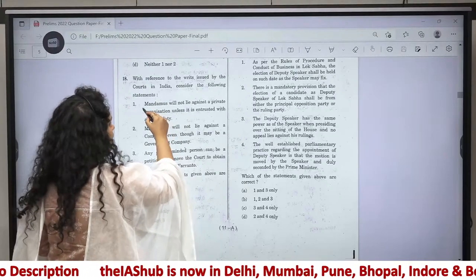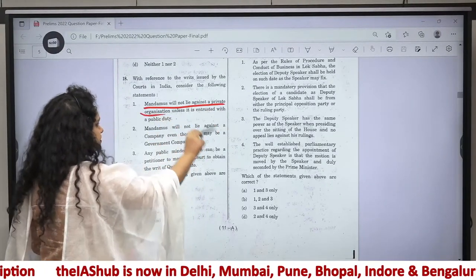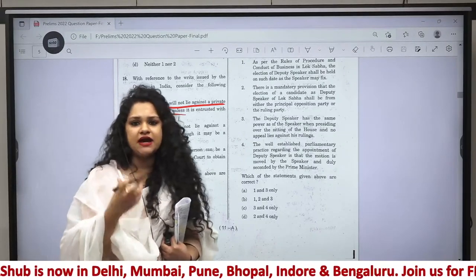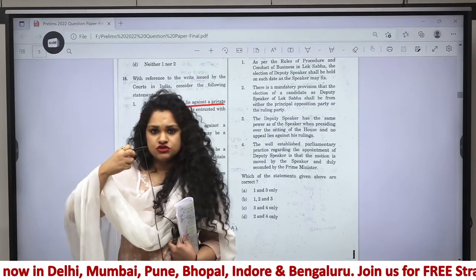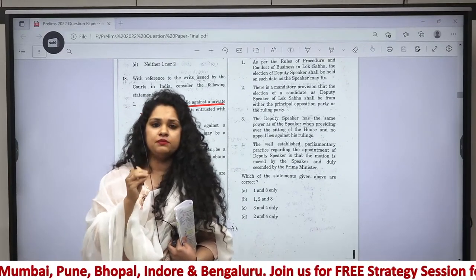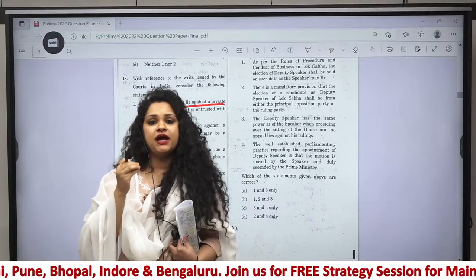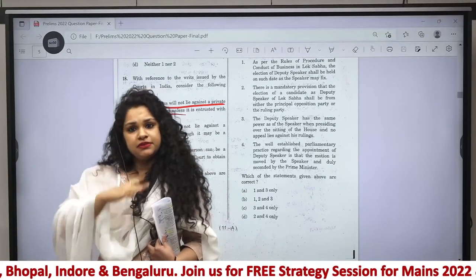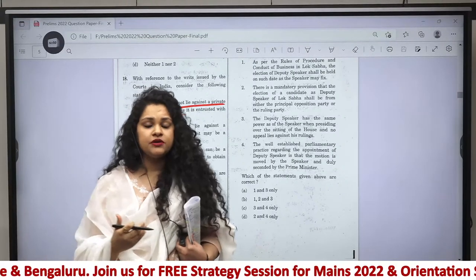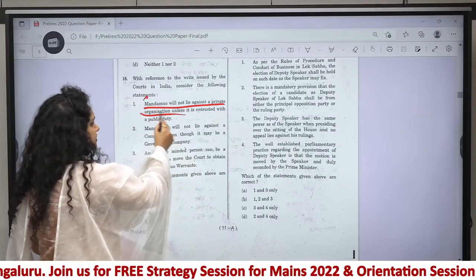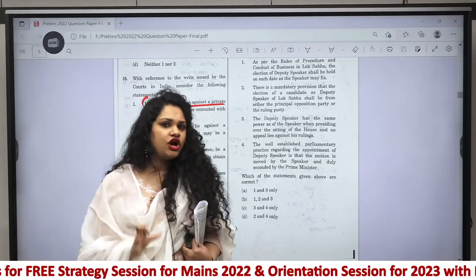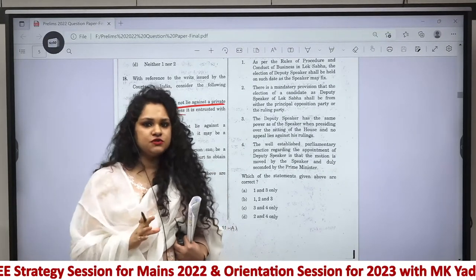The mandamus will not lie against a private organization unless it is entrusted with a public duty. Now we know that mandamus means we command. So the Supreme Court or the High Court would command a particular, it could be a public official, it could be a public body, it could be a public organization, right? It could be an inferior court, right? So mandamus will be, but it is only against public officials and bodies. It cannot be mandated against private individuals or organizations.